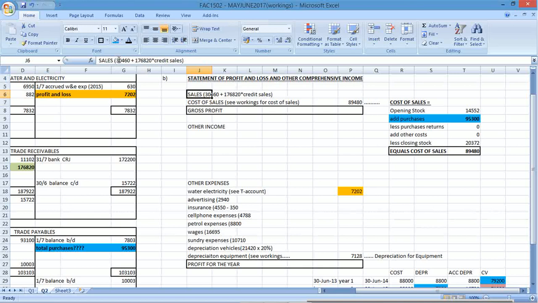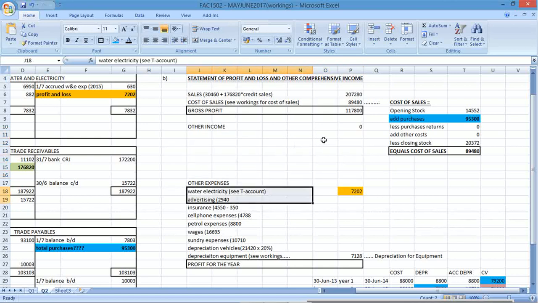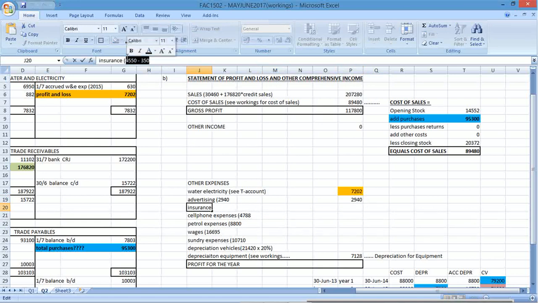Sales is the sum of those two amounts equals that. Gross profit would be this minus that. Other income, there was zero for this question. Just keep it as is then. And then advertising. Advertising didn't change. Insurance did. This didn't change. This didn't change. This didn't change. This didn't change.